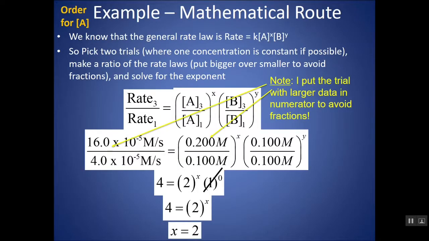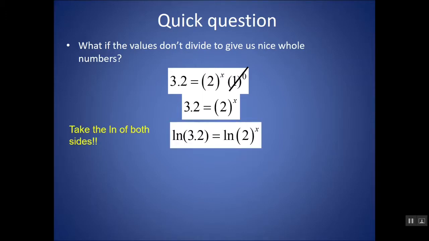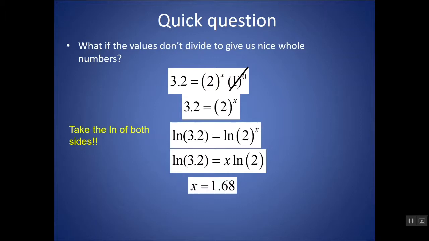Why it's important to also know that mathematical route is because if you don't have nice whole numbers, let's say you end up getting something like 3.2 equals 2 to the x, then you can essentially take the natural log or the regular log of both sides. Natural log has base e, log has base 10. And that would allow you to bring the exponent down and solve for it if it's something other than a nice whole number. So it's good to have that mathematical route in your pocket.